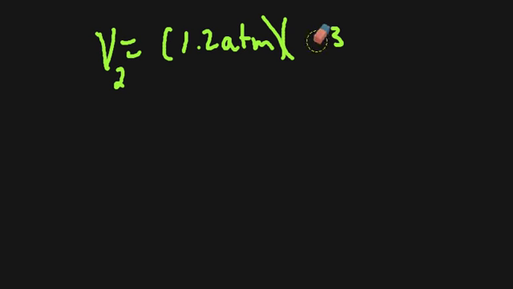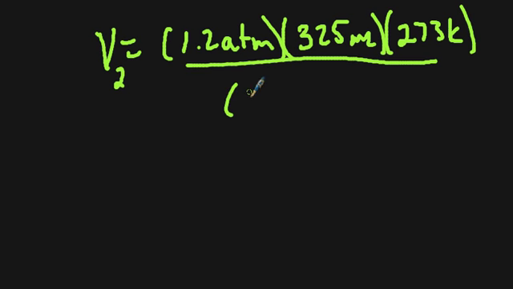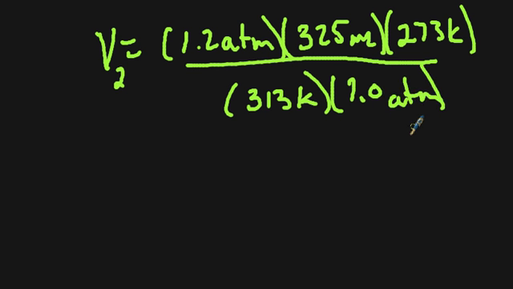We have P1 V1. That volume was 325 milliliters. And T2, which is standard temperature, 273 Kelvin, all over T1, which is 313 Kelvin, and P2, which is 1.0 atmosphere, because that's our standard temperature and pressure. Now we multiply this out, cancel the atmospheres, cancel the Kelvins, and we are left with our number of milliliters.